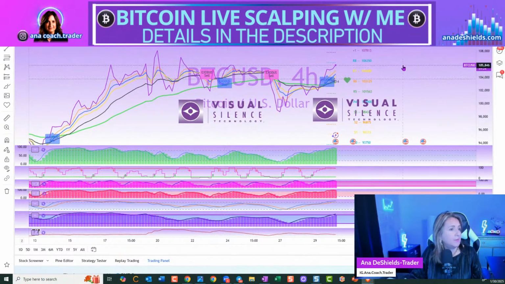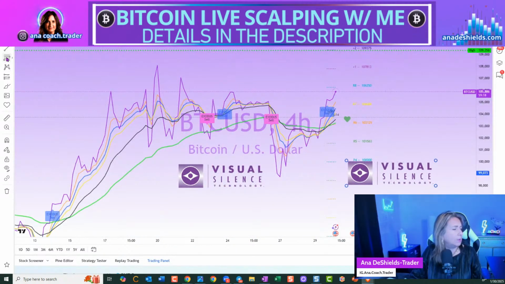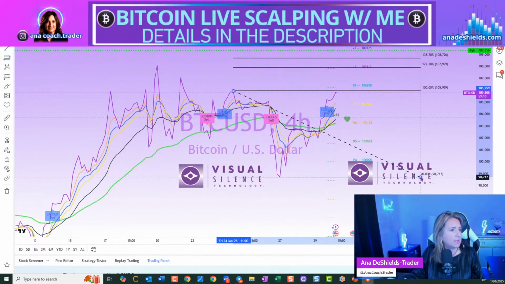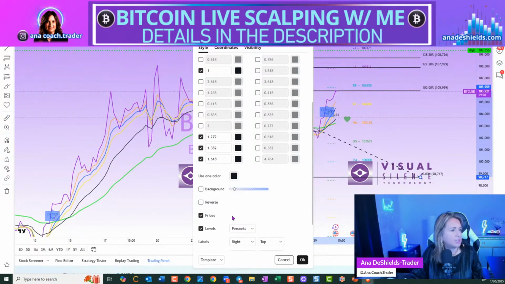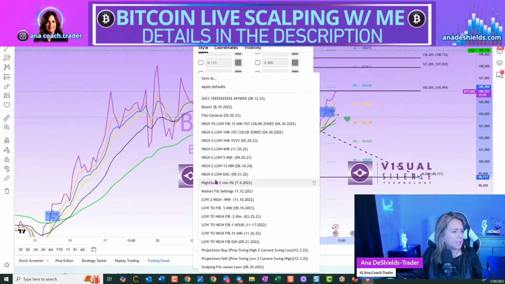And then if I do a fib on here, let's see. Actually, she's getting ready to do a 100% retracement. Do you see that? She's getting ready to retest this zone. So what that means is that she's just going back to her original location. So that's a high to low on the 4 hour.